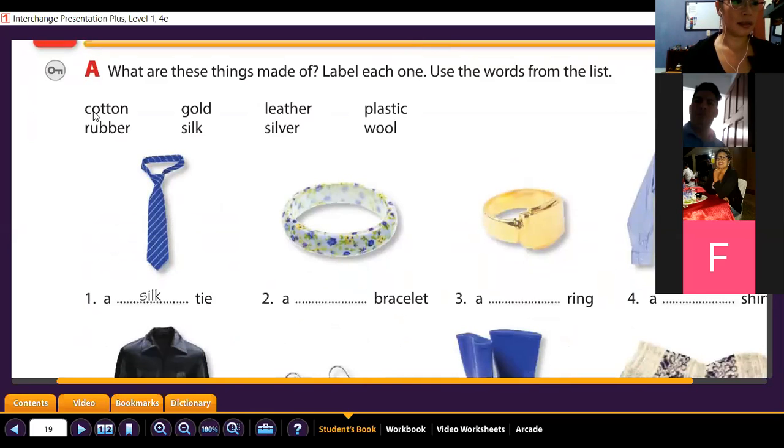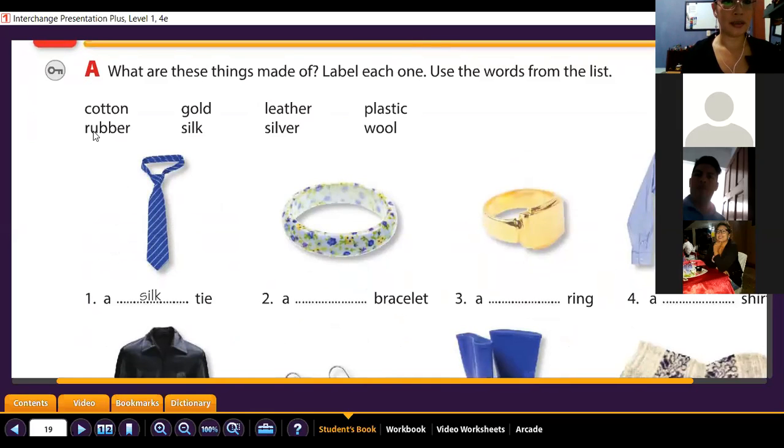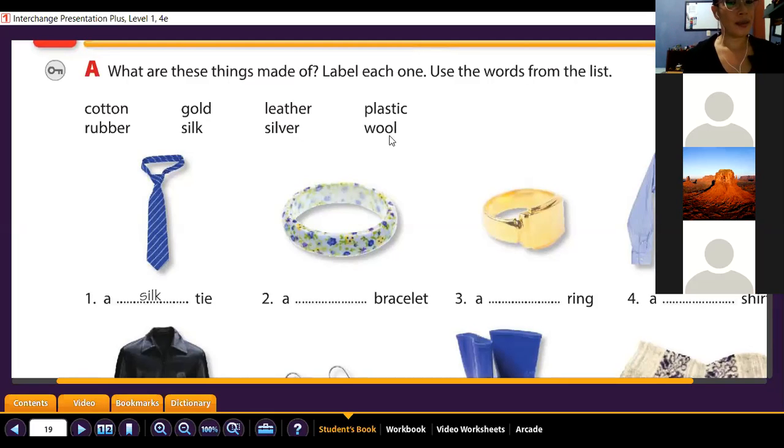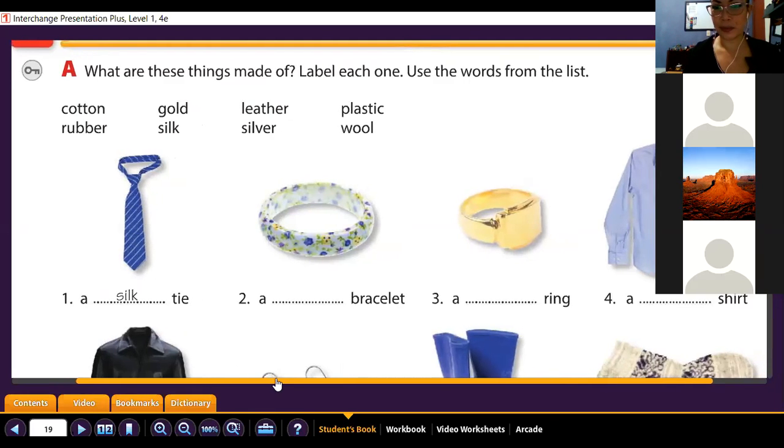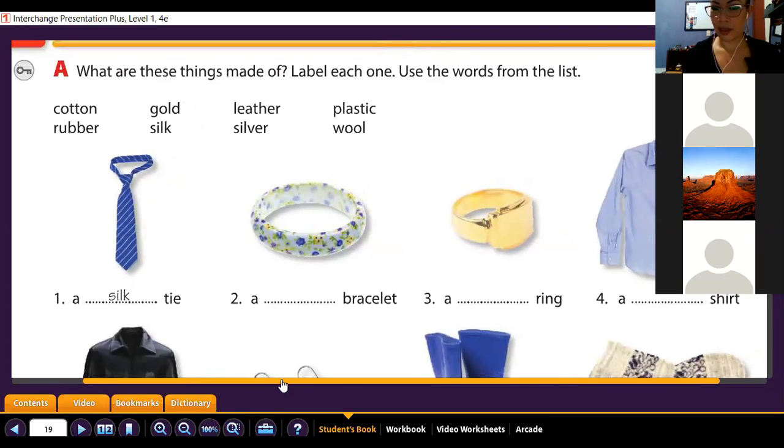Cotton. Cotton. Rubber. Gold. Silk. Leather. Silver. Plastic. Wool. Any new word for you here? Wool. Wool is lana. Lana, exacto, lana, wool.